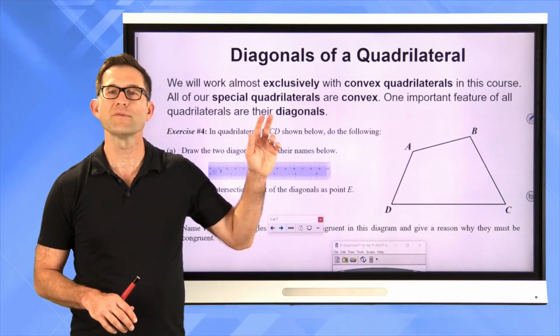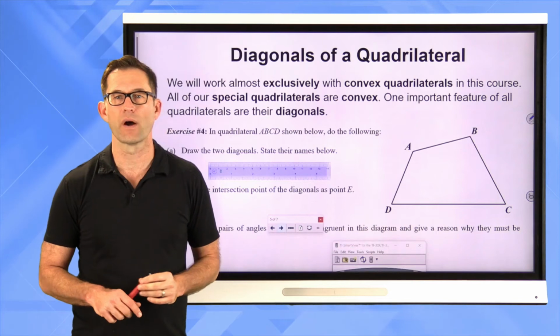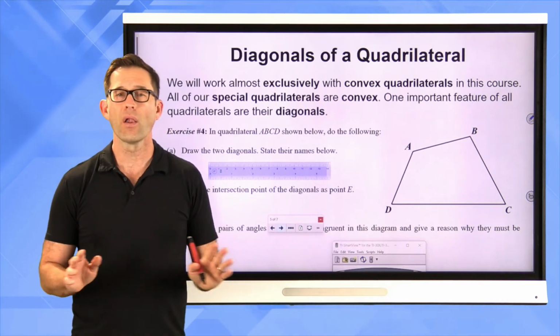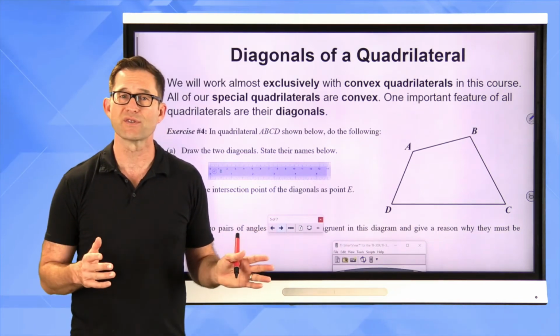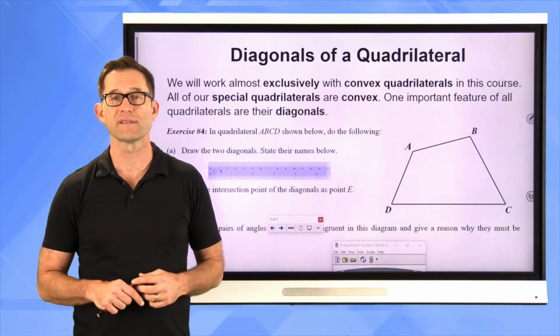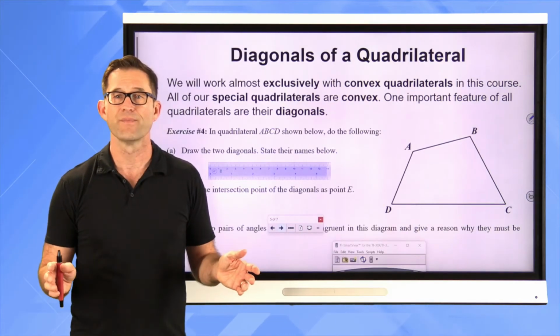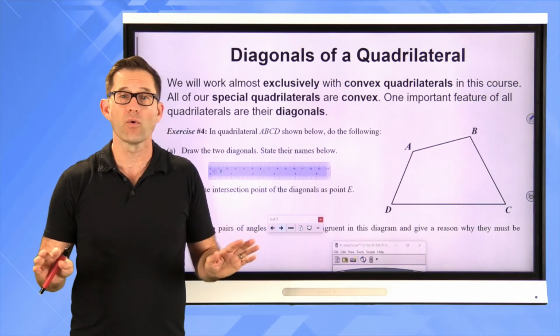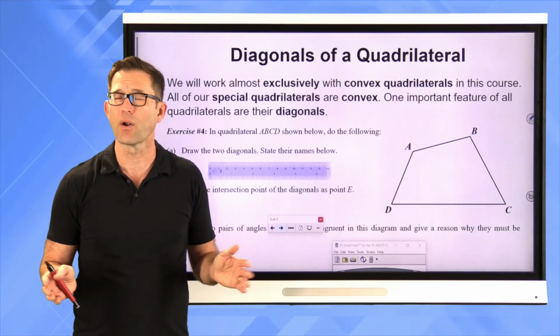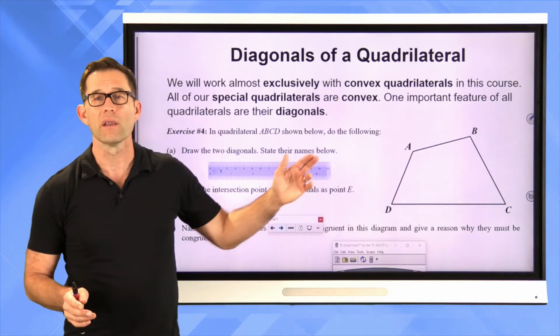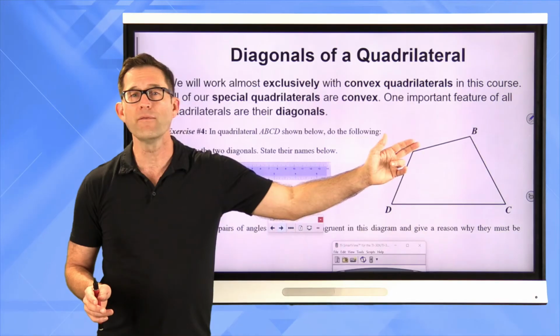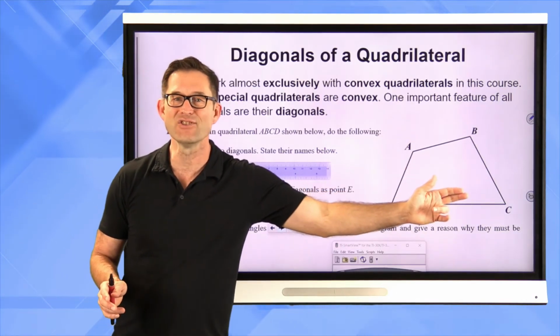Now, we will work almost exclusively with convex quadrilaterals in this course. All of our special quadrilaterals, which we're going to start to dig into in the next lesson, are convex. One important feature of all quadrilaterals are their diagonals. And all diagonals are line segments that are drawn from one vertex to a non-adjacent vertex.